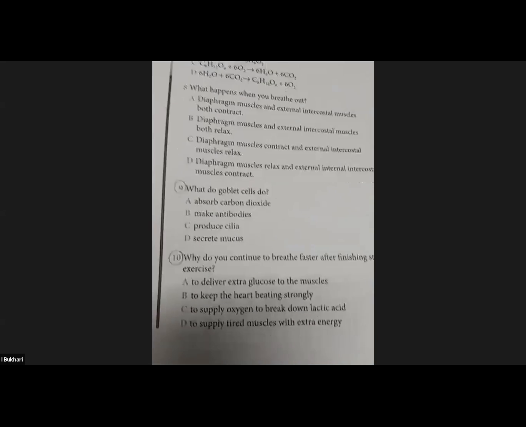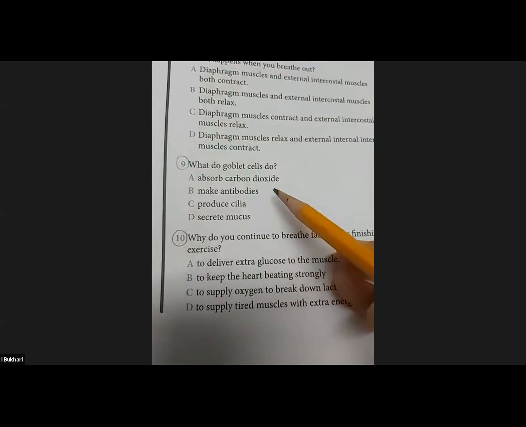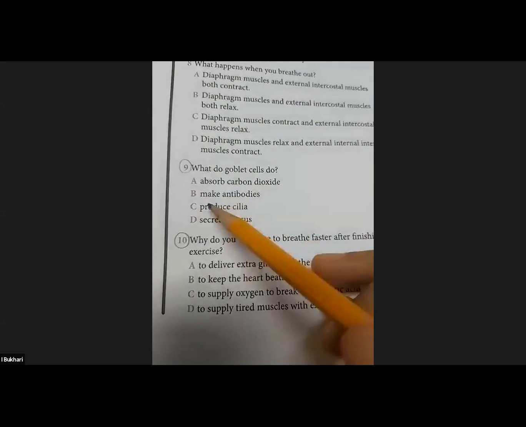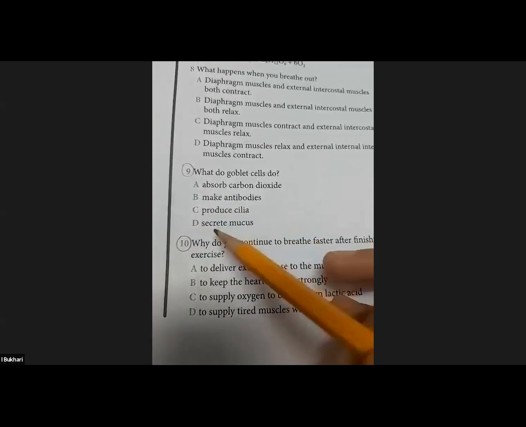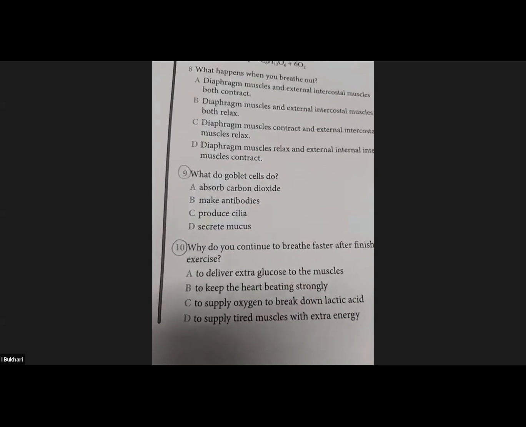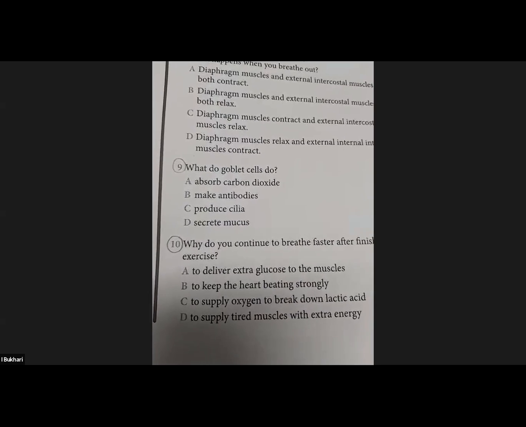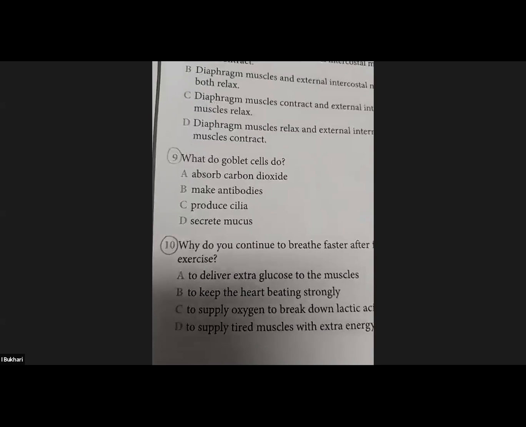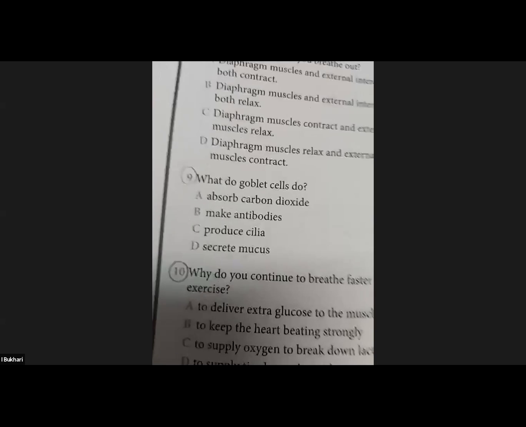Okay, what do goblet cells do? Absorb carbon dioxide, make antibodies, produce cilia, secrete mucus. Goblet cells, very good. Yes, you guys are well prepared. Everybody is answering correctly. Yes, everybody said D.